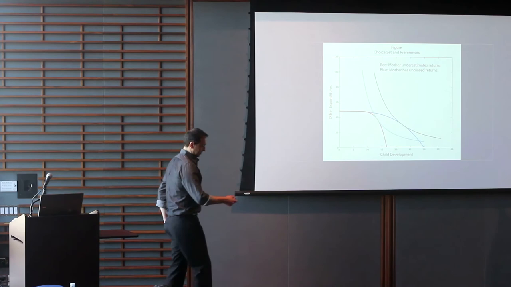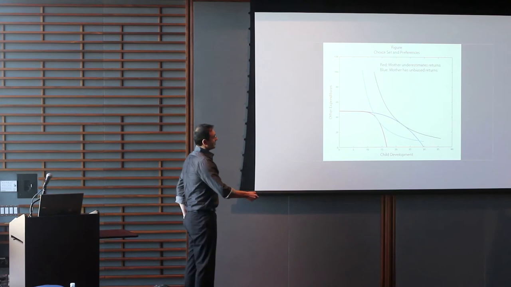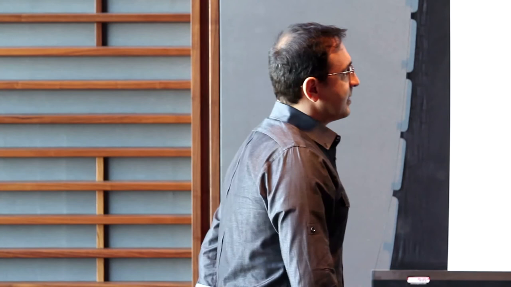If they underestimate the components of the return to these inputs, they're going to choose a point like this, not a point like this, because they believe that the return to investing is lower. This is going to be a major identification problem, because you can explain the same thing by saying that parents are more or less productive. So the explanations are virtually the same.